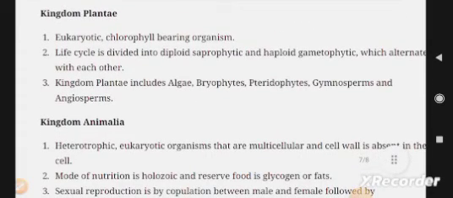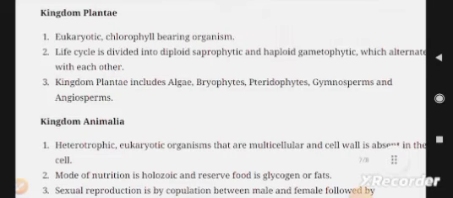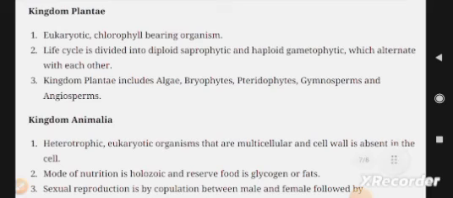Kingdom Plantae, eukaryotic chlorophyll-bearing organisms. Life cycle is divided into diploid sporophytic and haploid gametophytic, which alternate with each other. Kingdom Plantae includes algae, bryophytes, pteridophytes, gymnosperms, and angiosperms.